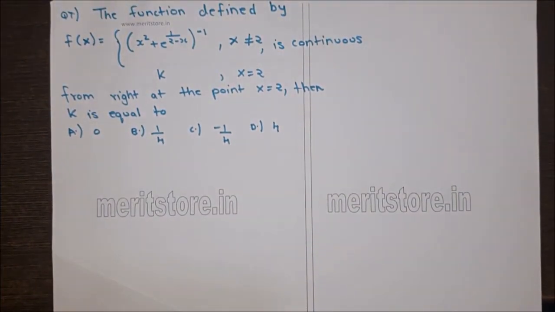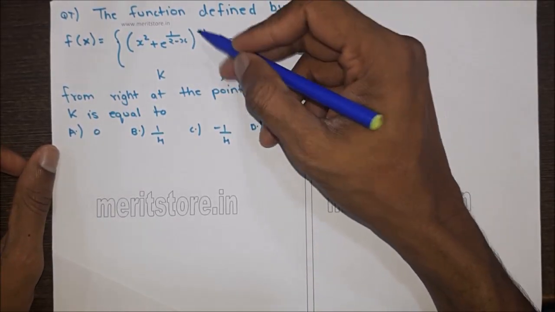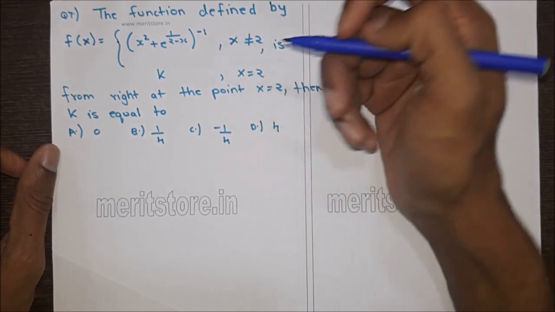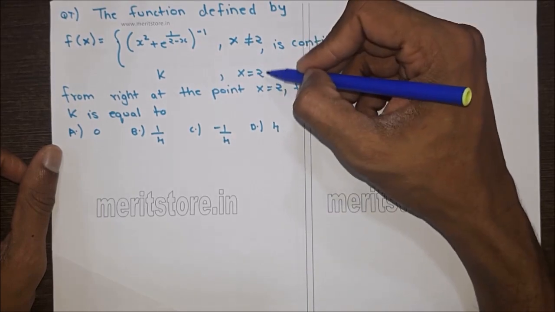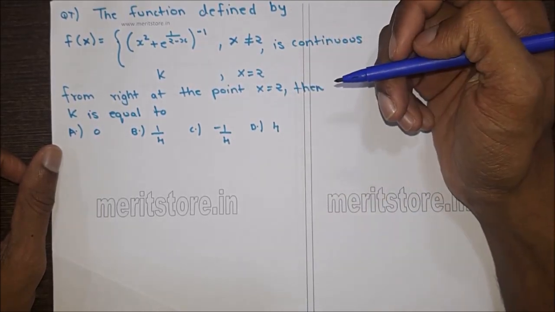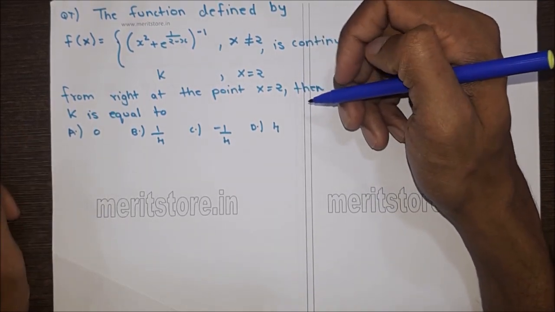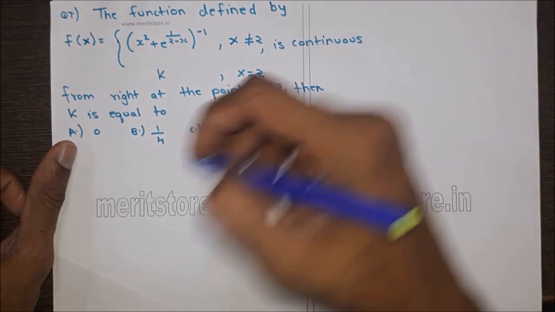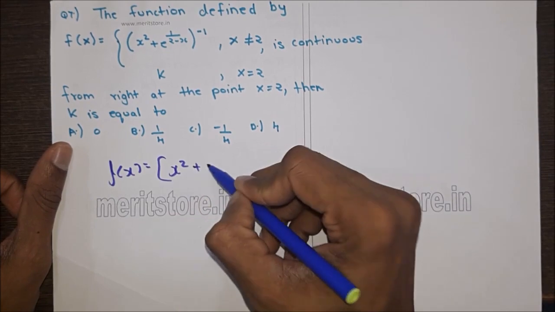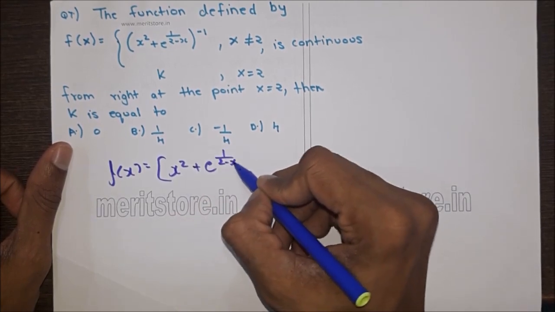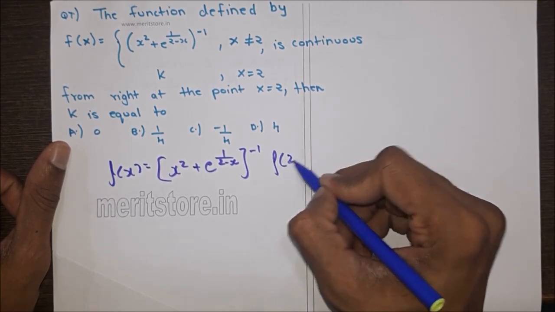Question 7. The function defined by f(x) = x² + (e^(1/(2-x)) - 1)^(-1), where x ≠ 2, is continuous from the right at the point x = 2 and f(2) = k, then k is equal to. f(x) equals x² + (e^(1/(2-x)) - 1)^(-1), and f(2) is equal to k.